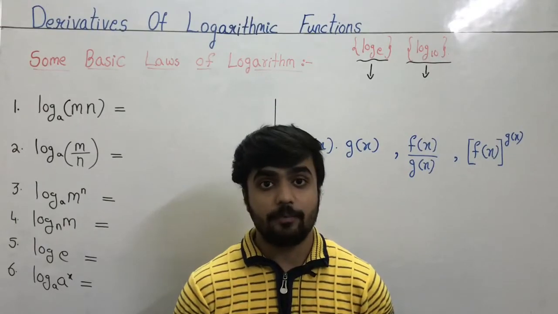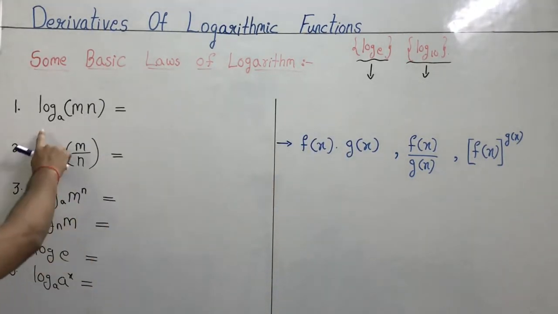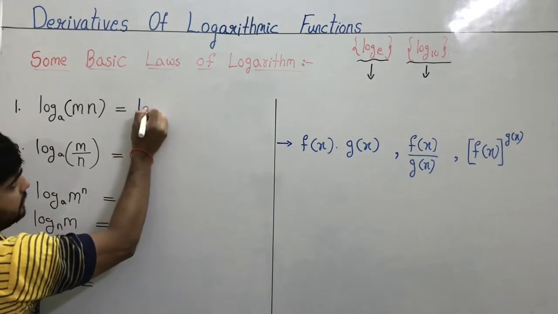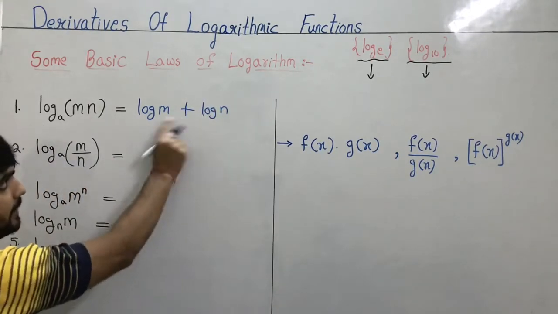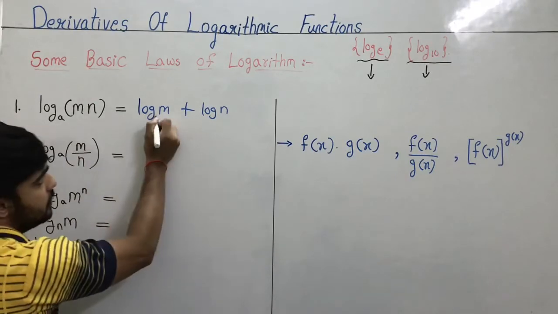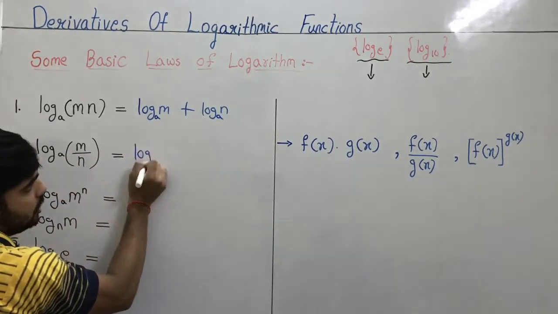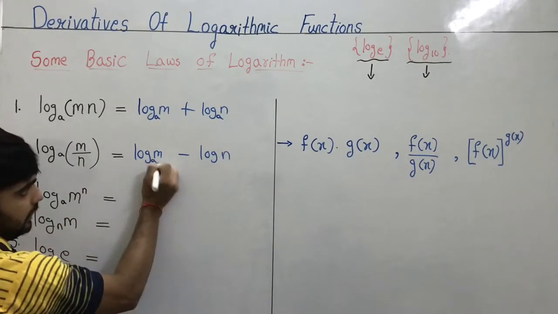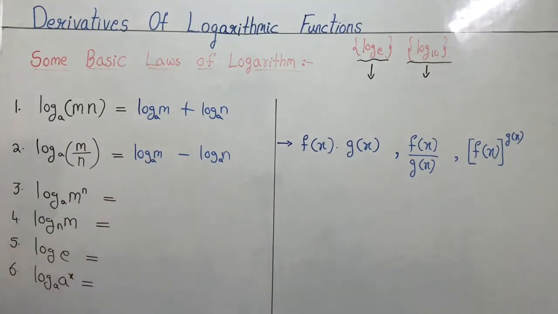So before starting the topic, let's see some basic laws of logarithm. Okay. So our first law is log m into n. So when two functions are in multiplication, we can write them as log m plus log n. Okay, so they are separated by addition and base is a. So a and a. Next, when two functions are in division, so we can write them as log m minus log n to the base a and a. So if two functions are in division, we can separate them by subtraction.